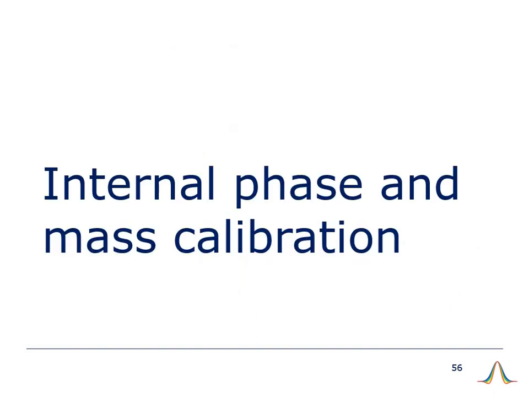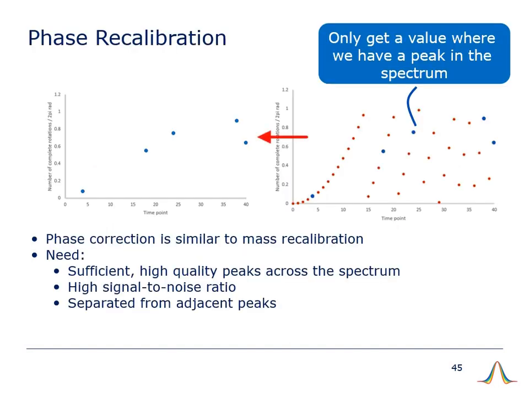So now we come to the last thing I wanted to cover in this video, and that is the similarity between internal phase correction and internal mass recalibration. To optimize the phase correction function for a spectrum, we use the phase values for some peaks in the spectrum to fit to a theoretical curve, and this is very similar to the concept of internal mass recalibration. So when you're looking at your spectrum before trying to optimize the phase correction function, you need to check to see that you have sufficient high quality peaks across the spectrum, and that those peaks have a high enough signal to noise ratio and are separated from adjacent peaks.